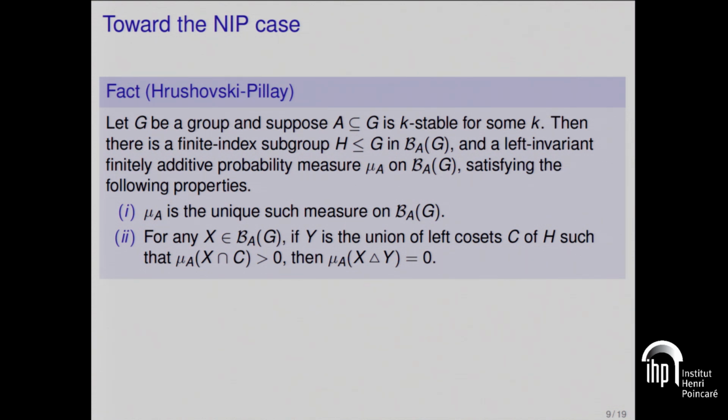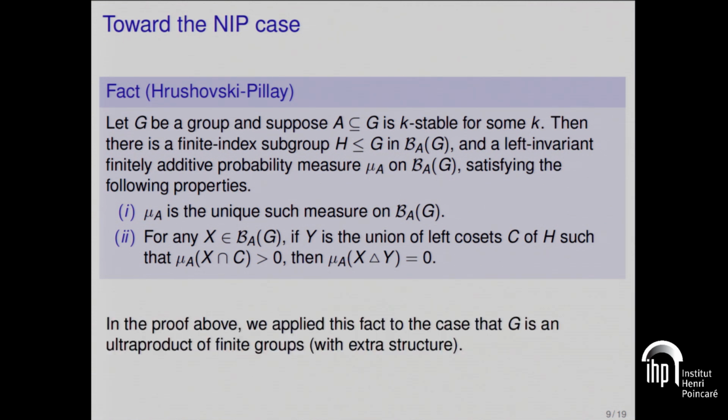So I should say, though, that if you tried to pursue this kind of fact for general NIP subsets of groups, it wouldn't work. You're not going to get this unique measure all the time, and you're not going to get all this stuff. But the other observation is that we didn't apply this fact just to any old group. We applied it to an ultraproduct of finite groups, or a pseudofinite group. Okay, so not just some arbitrary group. So in the proof above, we applied this fact to the case that G is a pseudofinite group. And so the rest of the talk is going to restrict to pseudofinite groups, and we will obtain nice results there.